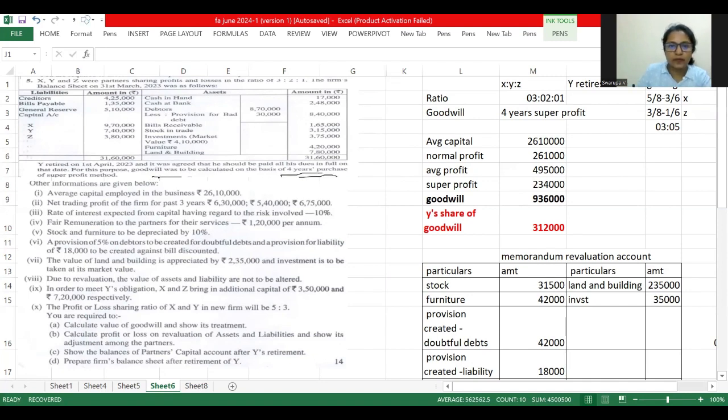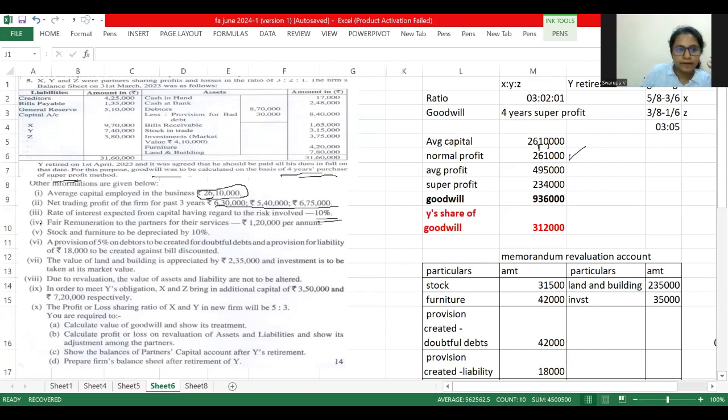Goodwill is to be calculated on the basis of 4 years purchase of super profit method. So in the super profit method, super profit is the difference between average profit and normal profit. Okay, so normal profit is average capital employed into the rate of return. So that average capital is 26 lakhs 10,000. Normal profit will be 10% of 26 lakh 10,000, that is 2 lakh 61,000. Average profit is the average of these 3 years profit.